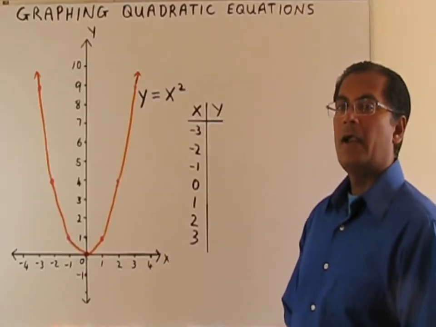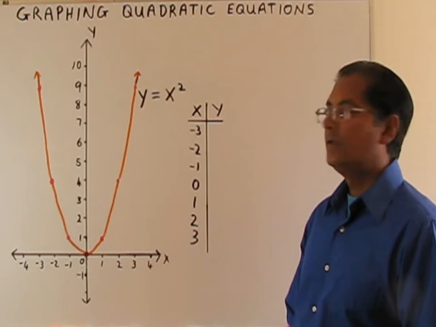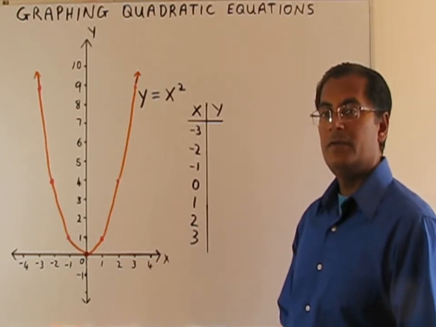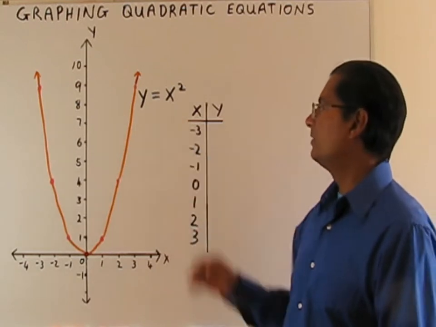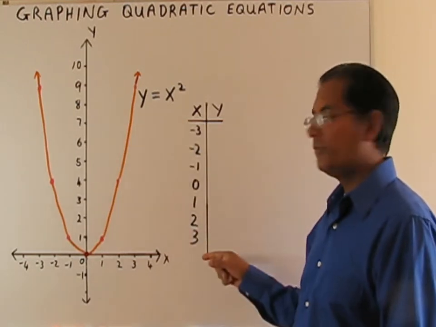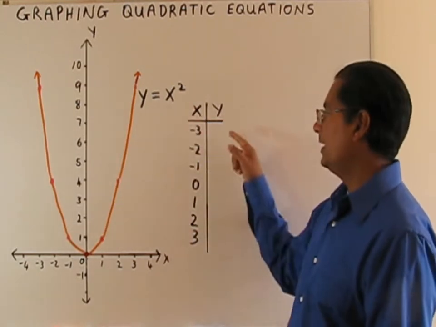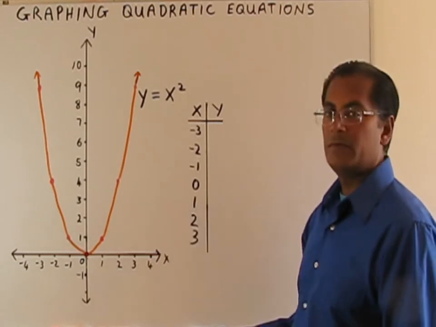Today we're going to graph quadratic equations. The basic quadratic equation is the equation y equals x squared. We can obtain its graph by plugging in values for x into the equation and getting out values for y and then plotting them on the graph.